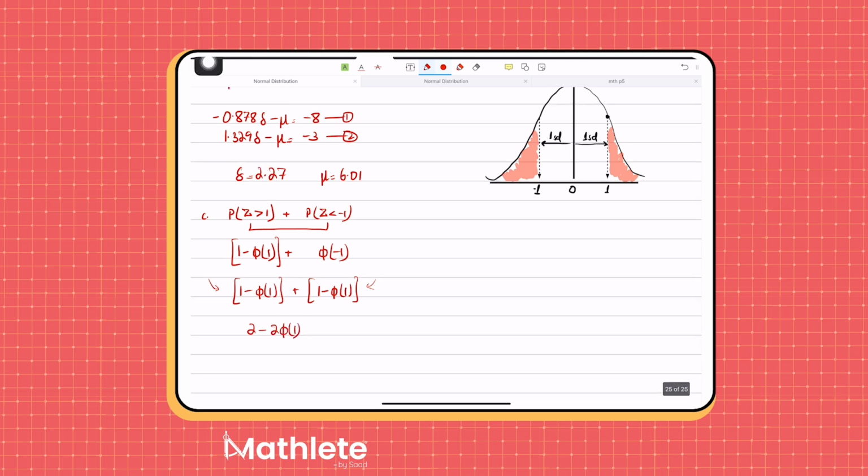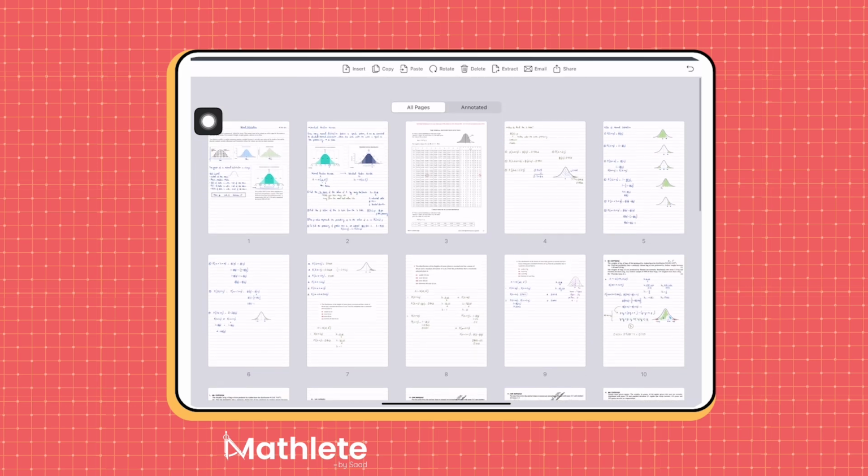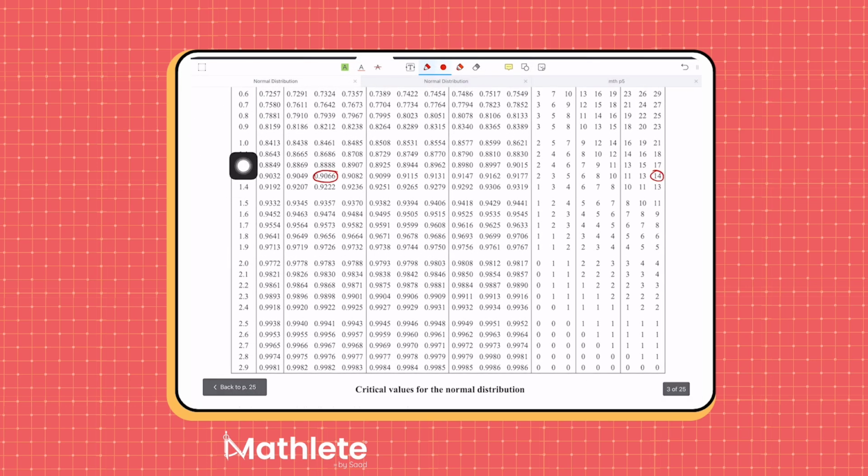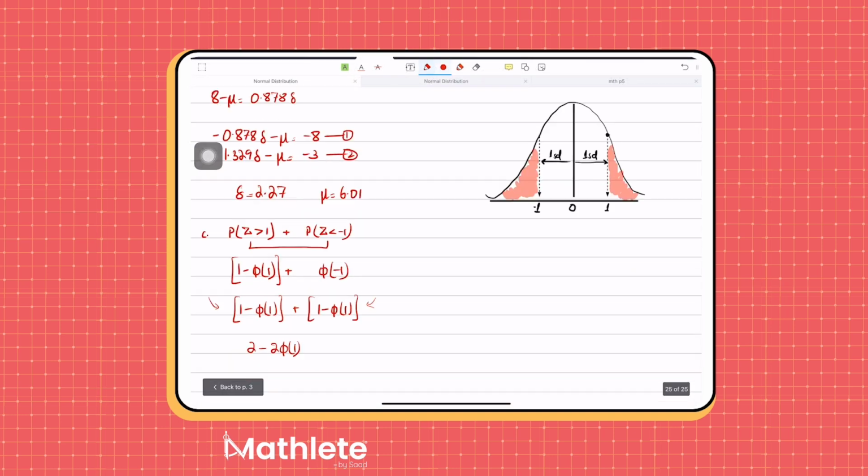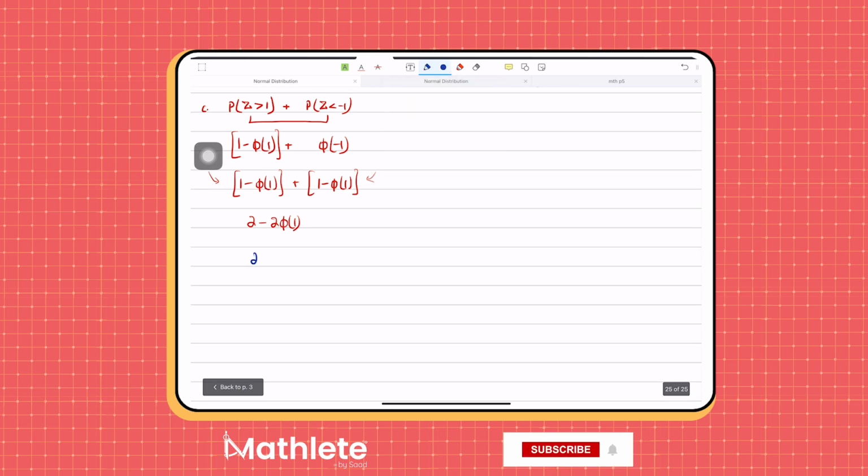So let's find out phi of 1. Let's see what we get. Phi of 1 means 1.0, which is 0.8413. So this becomes 2 minus 2 into 0.8413. Now remember, this will give us the probability of one leaf. We're not supposed to find the probability, we're supposed to find the number of leaves. So this gives us 0.3174, which is the probability of one leaf.